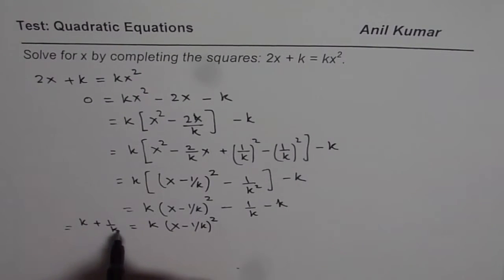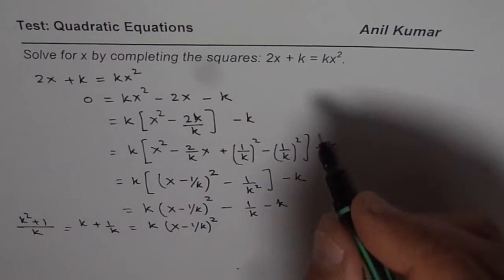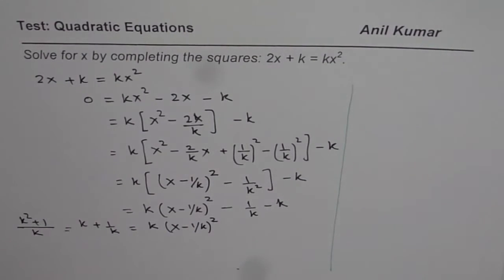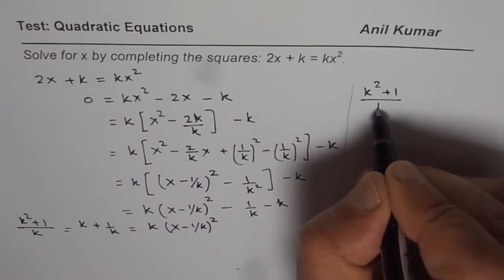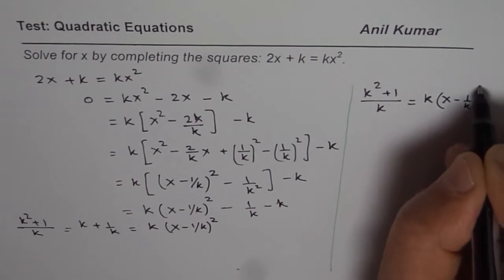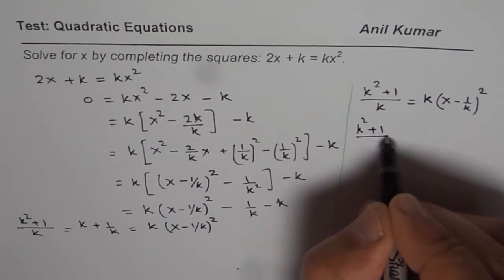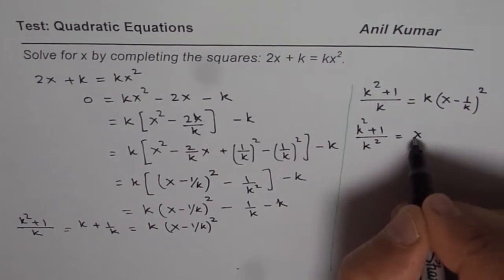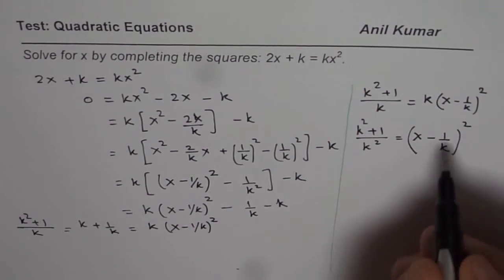Now you could actually take k as a common denominator, right? Let me do it like this. Then you get k squared plus 1 over k, correct. Now in this equation we have k there. So let me show you how to solve this equation. So what we really have here is k squared plus 1 over k equals k times x minus 1 over k whole squared. We can divide by k. In that case we get k squared plus 1 over k squared equals x minus 1 over k, whole squared, right? So now we can take the square root.